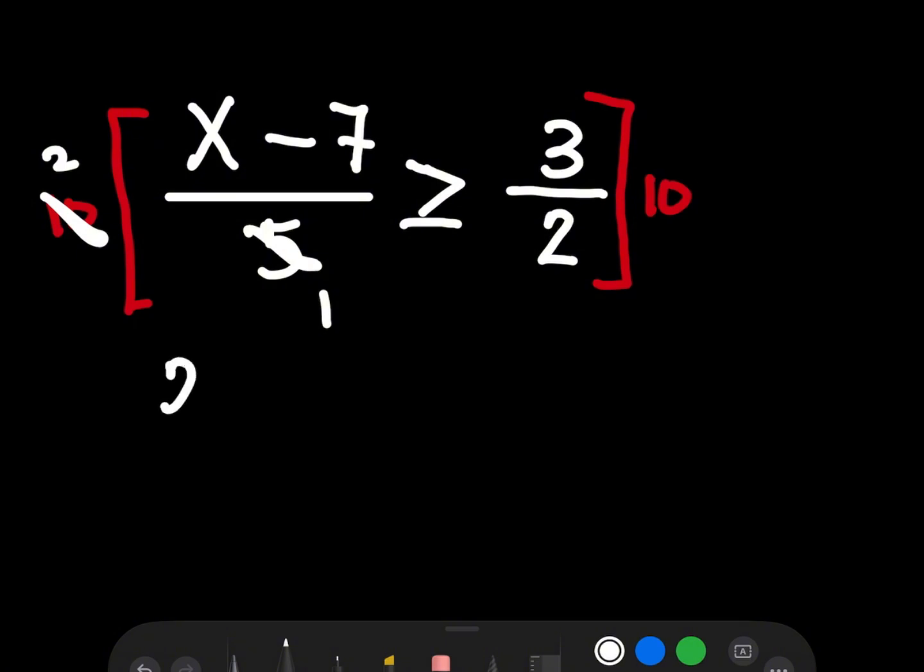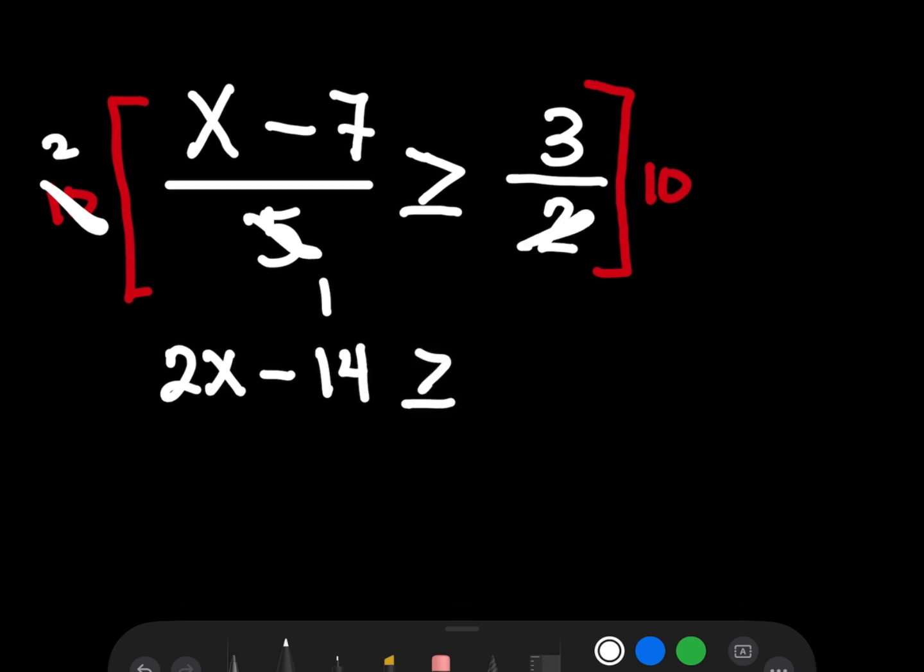And then 2 times x is 2x. 2 times negative 7 is negative 14. And more than or equal to 3. Then 10, cut 2 there, so 10 will become 5. 5 times 3 is 15.